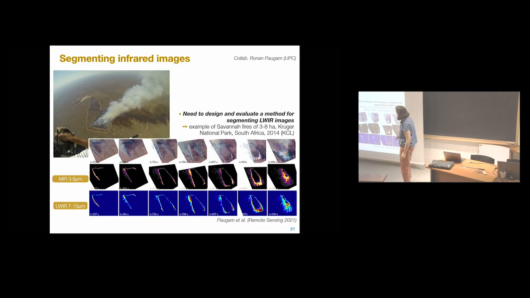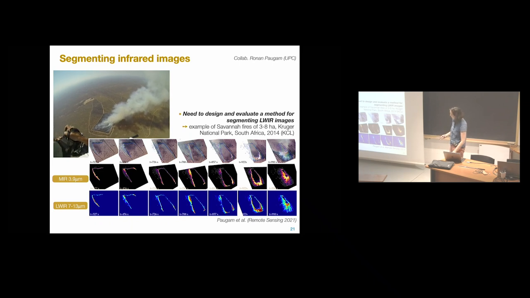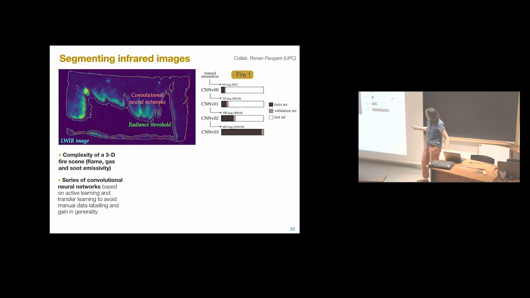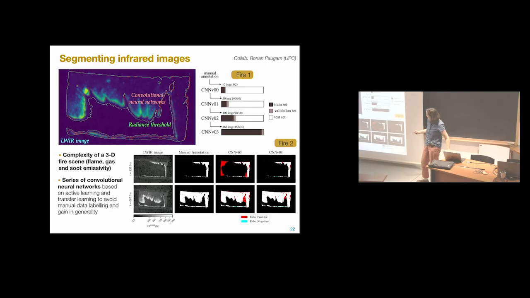Ronan showed this case yesterday, the Savannah fire, where you have a time series of infrared images. And actually, we have done some work using deep learning based on convolutional neural networks to extract fronts from the infrared images. And it was not only one CNN, it was more like a series of CNNs to really annotate all the images from the data set.